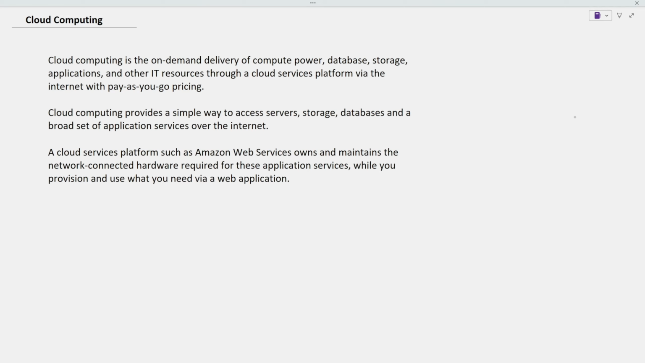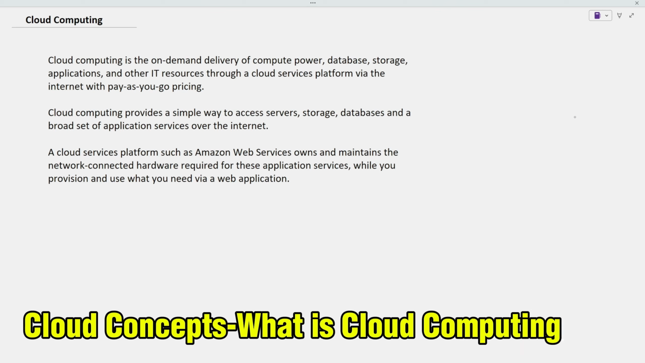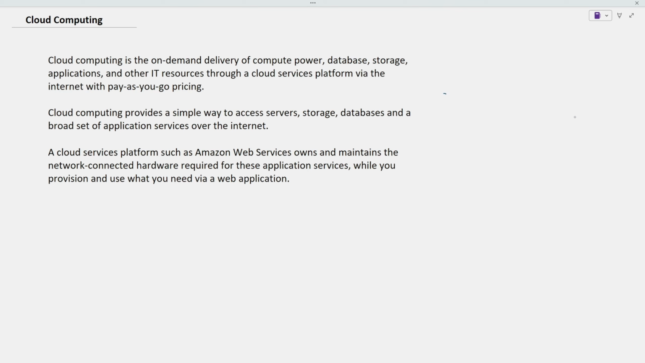Hello everyone. In this section of the cloud concepts, let us understand what is cloud computing. As a definition, cloud computing is on-demand delivery of IT services over the internet with pay-as-you-go. Cloud service provider will be hosting their resources.